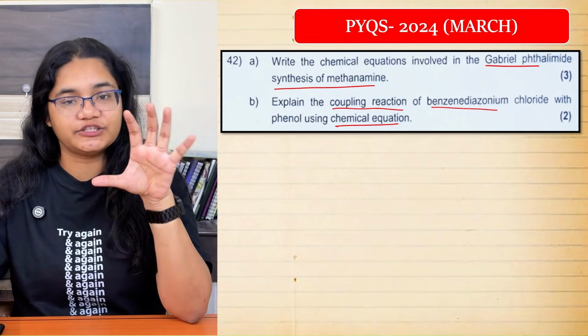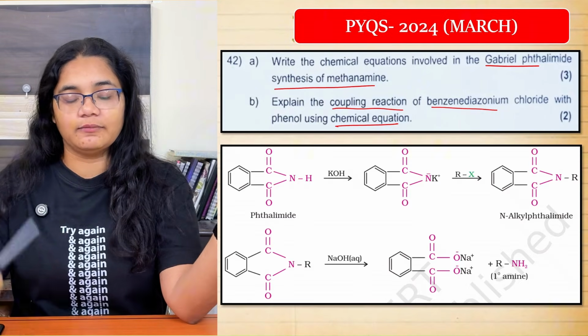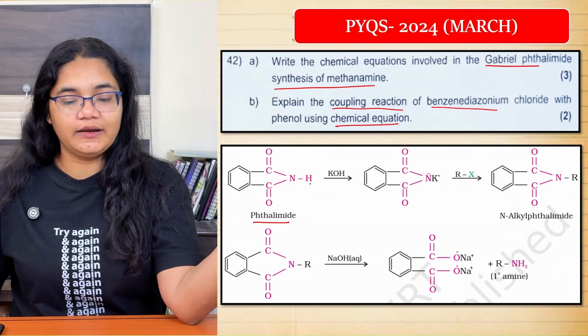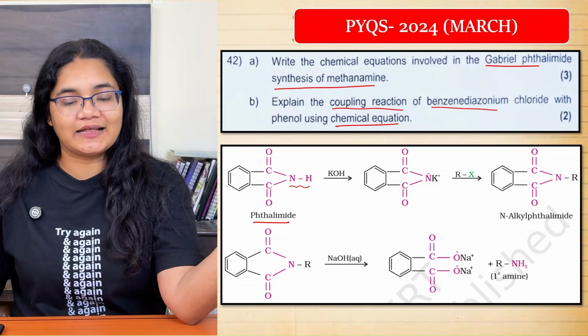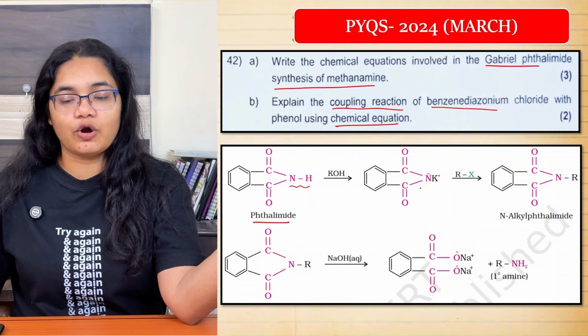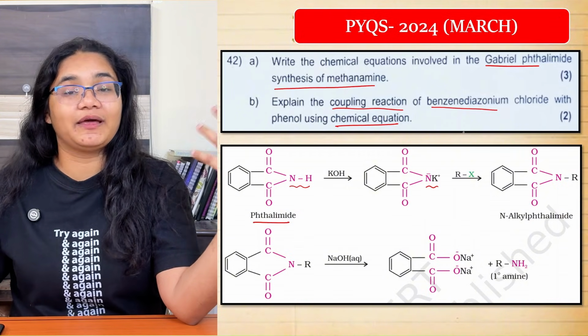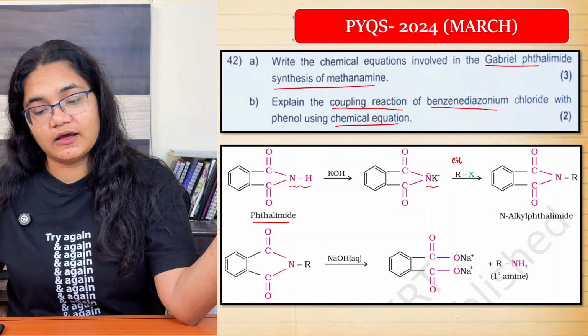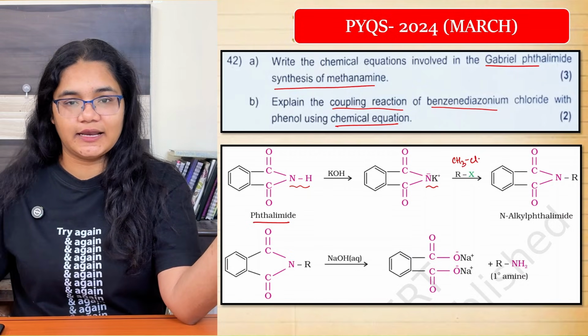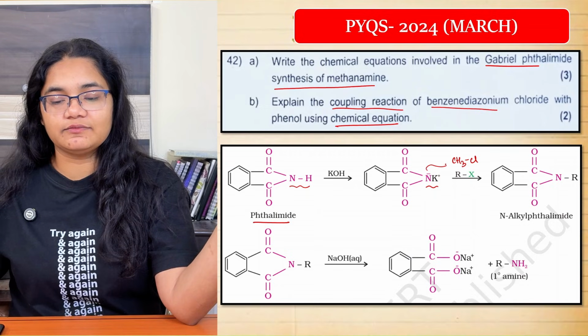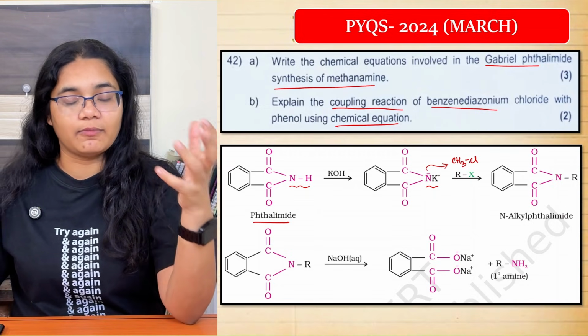I am just showing you the general reaction. You have to write for methanamine. Okay. So first you have to take phthalimide, then you have to treat it with KOH. So what will happen here? This one will behave as an acid and donate H plus, and here a salt will form like this. Now here RX is taken. Because you want to prepare methanamine, here you should take one carbon group like this, CH3Cl. Okay, now what will happen? This N minus will attack on this one and KCl will be formed as a byproduct.